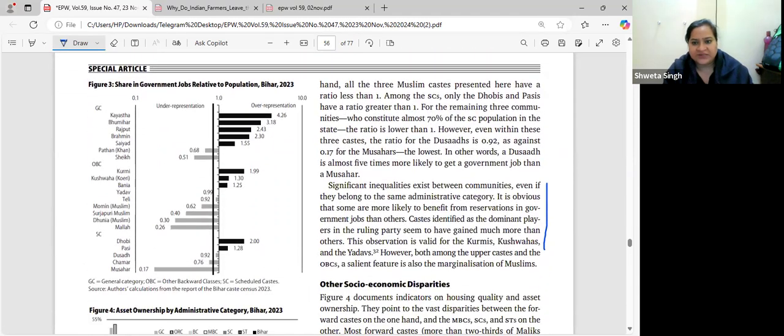Now here, significant inequality exists despite people belonging to the same administrative category. It means the government is identifying you under the same category of reservation or marginalization.